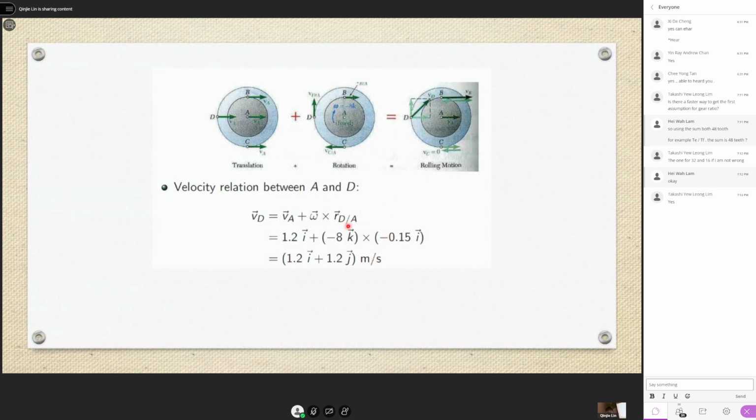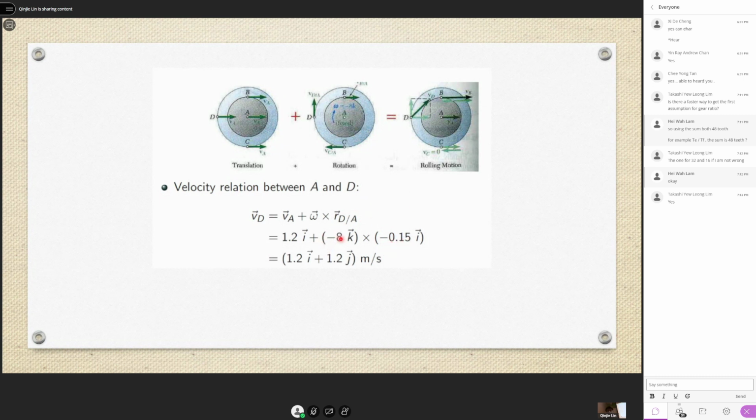Okay, you can ask yourself. So you can tell yourself D slash A, D with respect to A. It means imagine you put the reference at A. Imagine A is now the reference, that is the 0 point. Where is D? It is negative 0.15. So it's negative 0.15.